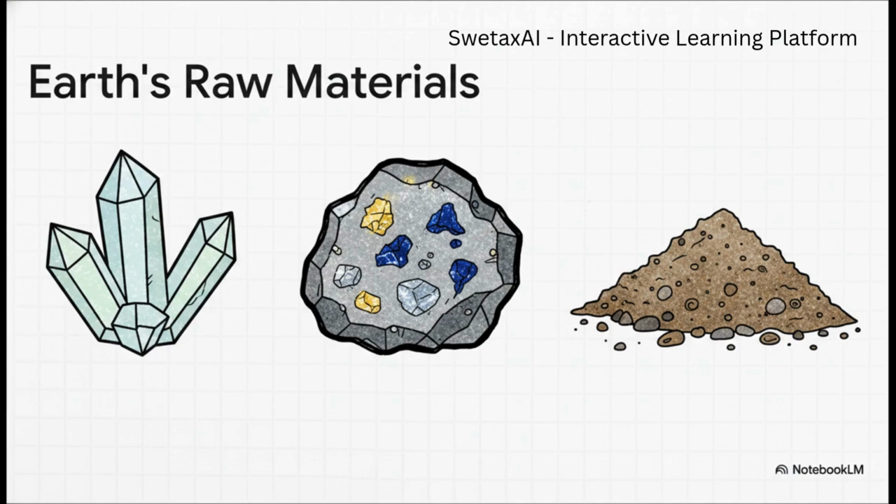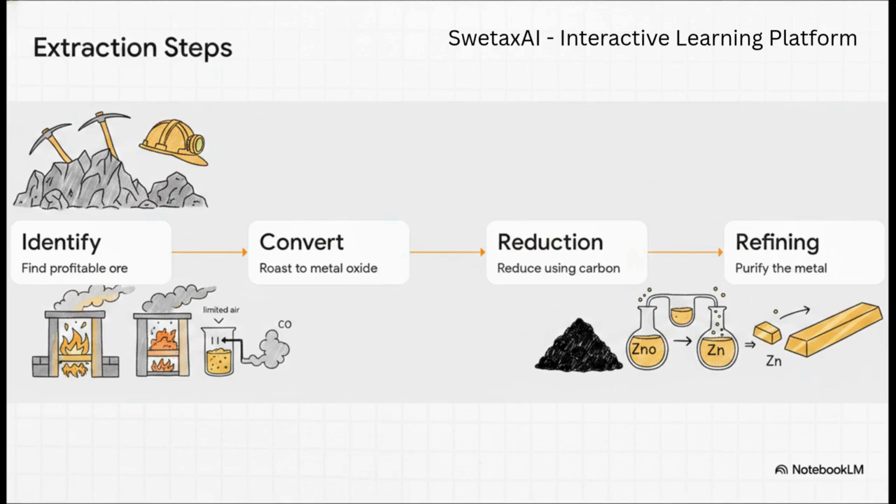For moderately reactive metals like zinc or iron, extraction is a multi-step journey. First, identify and mine the ore. Second, you have to bake it into an oxide. You either roast it in excess air if it's a sulfide, or use calcination with limited air for carbonates. Third, you bring in carbon. The carbon basically acts like a thief, stealing the oxygen and leaving us with a reduced metal.